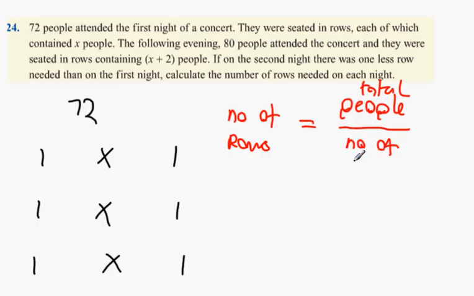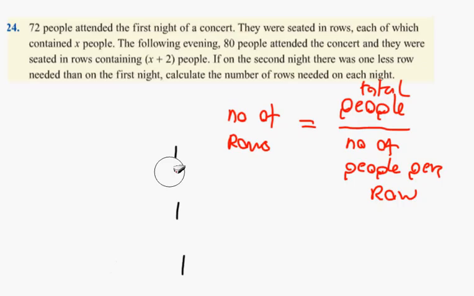Got it? So we're doing it in English. We're not even bringing in algebra. Number of people per row. Everybody in this class could do that. You've probably done it in the past where you're organising an event. Now, let's just do it on a first night and second night basis.